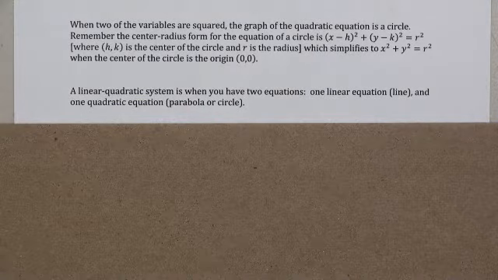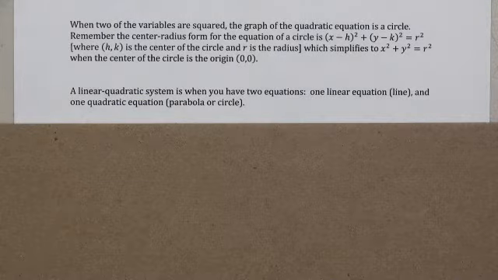A linear quadratic system, then, is when you have two equations. One of them is going to be a linear equation, and one of them is going to be a quadratic equation. That's all a linear quadratic system is. One linear equation and one quadratic equation.